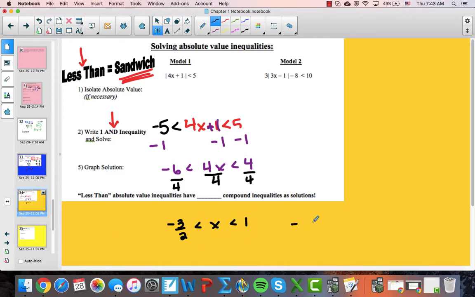So the graph of that is going to be negative 3 halves and 1 and everything in between, and I have those open circles because it's just less than and not less than or equal to. So less than absolute value inequalities have and compound inequalities as their solution. Because look, this is an and compound inequality. I say less than, it's an and inequality, which means that we sandwich it in between 2 values. All right, so we're going to do model number 2 in class, just as a concept check.